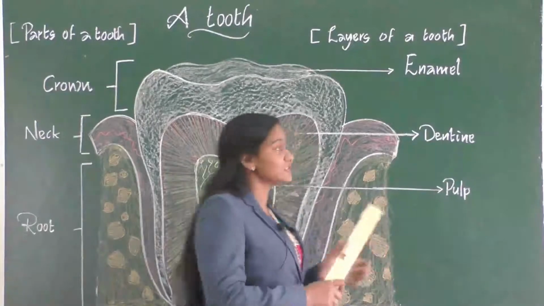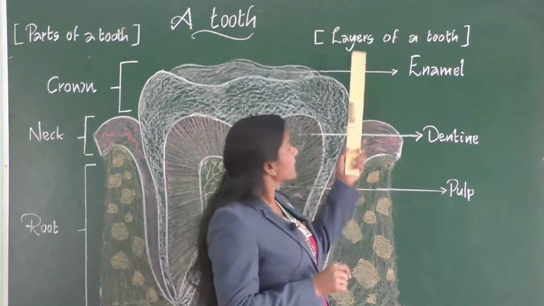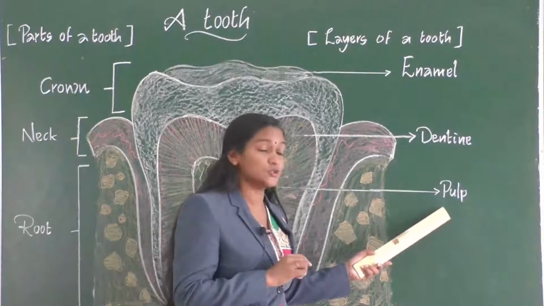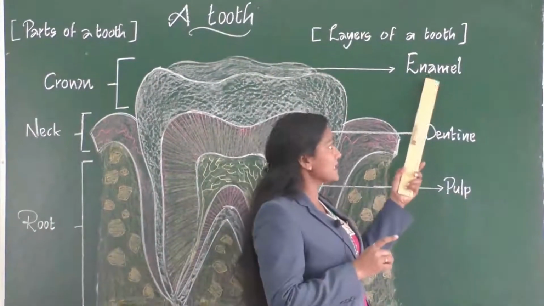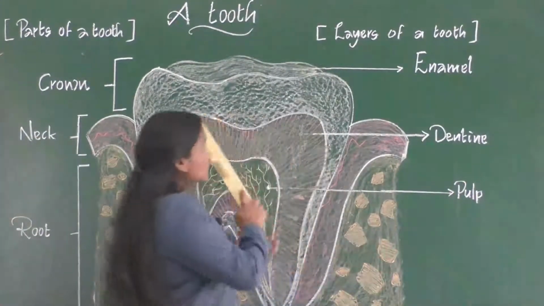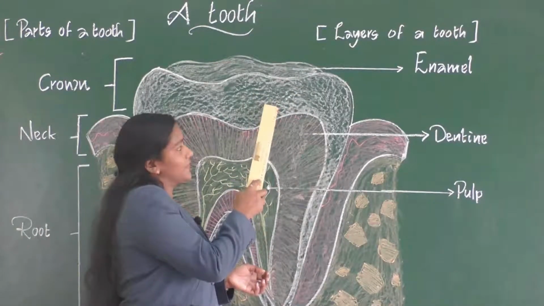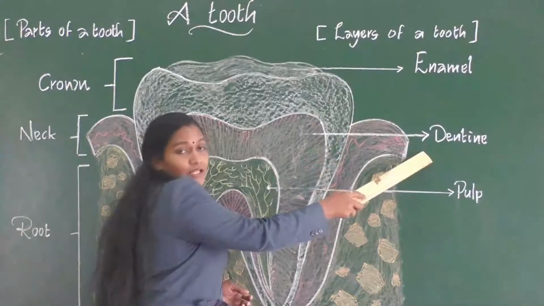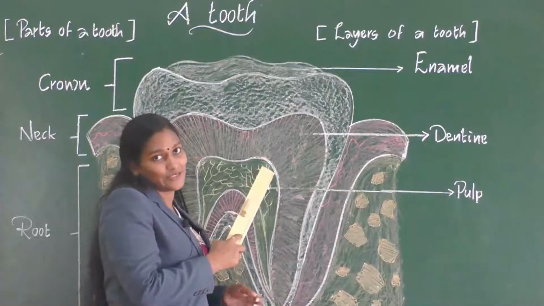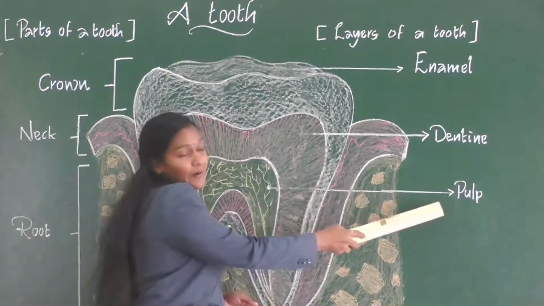So now we will discuss the layers of a tooth. First one is enamel, second one dentine, and third one the pulp. I repeat, enamel, dentine and pulp. The outer portion is called the enamel, which is white in color. Then below the enamel is dentine, which is yellow in appearance. And inside the dentine we can see a soft pulp.